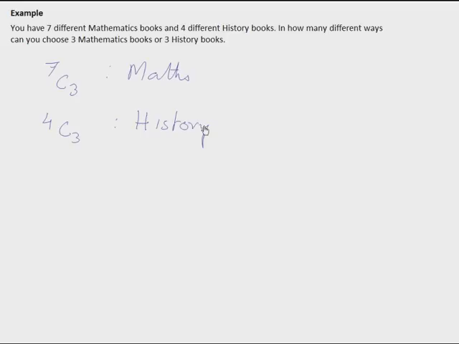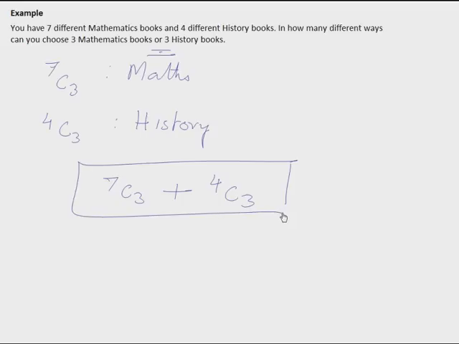Well, let's not, because we're not choosing 3 maths books and 3 history books. We aren't choosing 6 books. We're choosing just 3 books. So we have either the 7 choose 3 ways of choosing the maths books, or we have the 4 choose 3 ways of choosing the history books. What's the total number of ways? 7 choose 3 plus 4 choose 3. We want either 3 maths books or 3 history books.